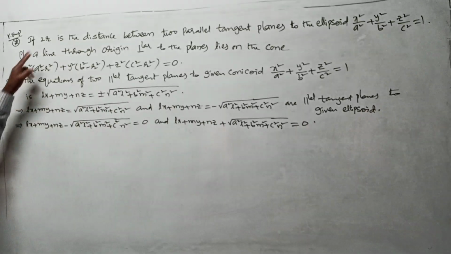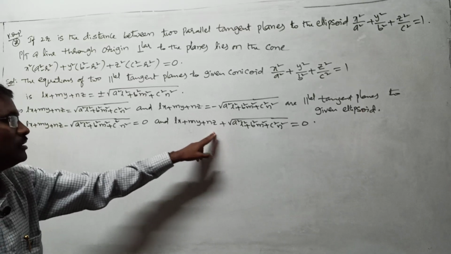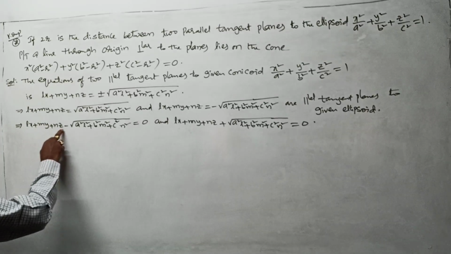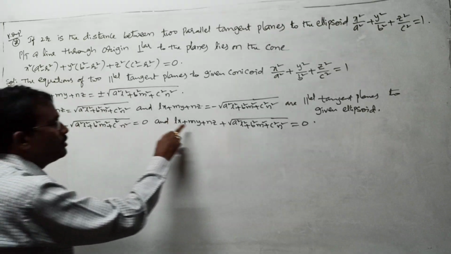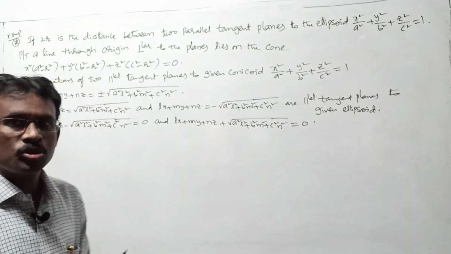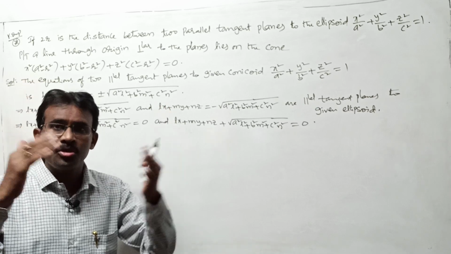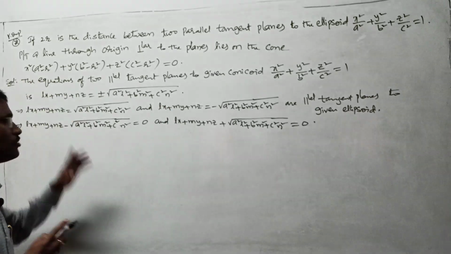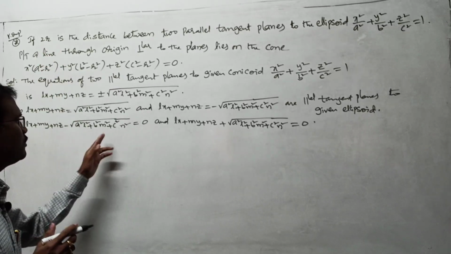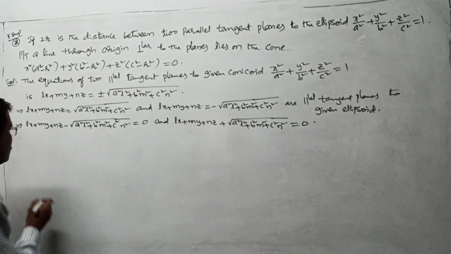But in the statement they give that 2r is the distance between these two parallel tangent planes. I mean, find the distance between these two planes. Suppose your planes are lx + my + nz − d1 = 0 and lx + my + nz + d2 = 0. Then the distance between those two parallel planes should be |d2 − d1| or |d1 − d2| divided by √(l² + m² + n²). That result is equal to 2r. That I am going to define. Otherwise, first define the distance between these two parallel tangent planes.